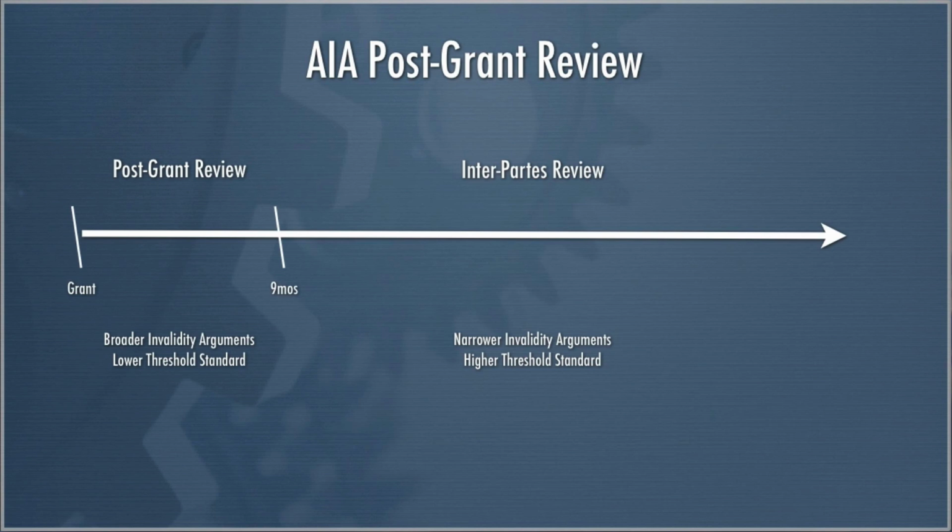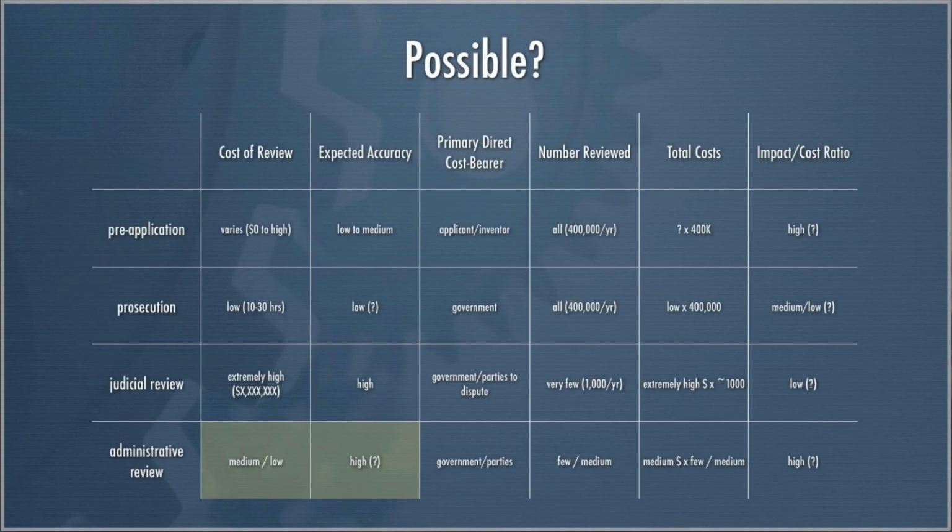There's a lower threshold standard for post-grant review. You simply have to show a substantial question of patentability or some novel or unsettled legal question that needs to be resolved. Inter partes review, you have to show a reasonable likelihood of prevailing in order to get that review. So the question is, at the end of the day, is this going to help, right?